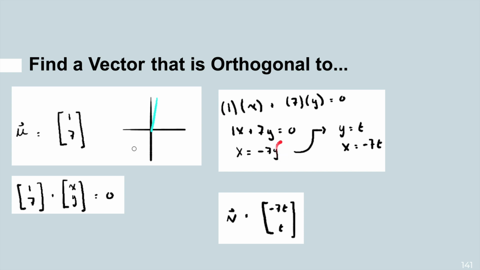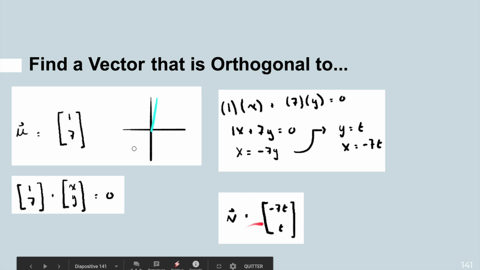So let's take our y, and we're going to just write it with a t. So y is equal to t. And then x is equal to negative 7 times t, because x is equal to negative 7 times y, which we turn into a t, right? Now let's write this as a matrix. We have vector v is equal to (-7t, t).